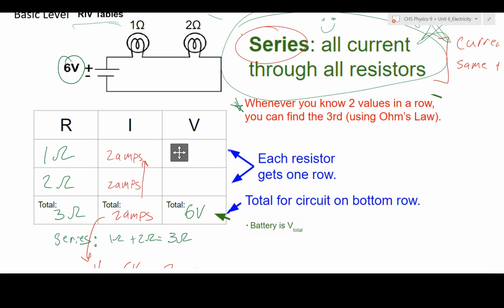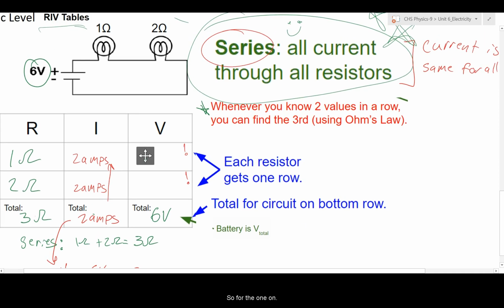Okay. Now that that's true, we can find out what the voltage is. Because now we have two things, so we can find the third. For the 1 ohm resistor, the equation ends up being V equals I times R once we rearrange, and I get 2 times 1, so that would be 2 volts.